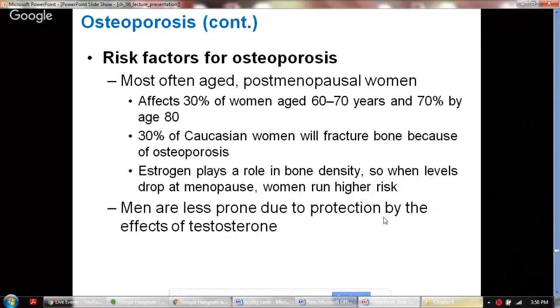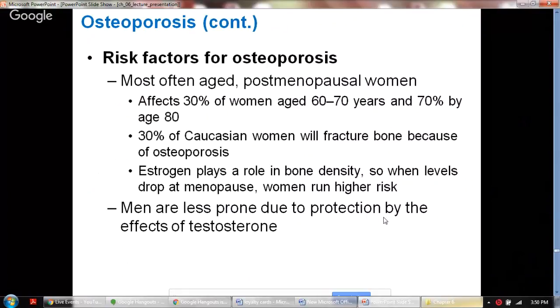The risk factors would be aging, postmenopausal women. It affects 30% of women aged 60 to 70 years and 70% by age 80. It's commonly seen in Caucasians. 30% of Caucasian women will fracture bone because of this osteoporosis. And also estrogen plays a role in bone density. So when the levels drop at menopause, then women tend to be at higher risk.